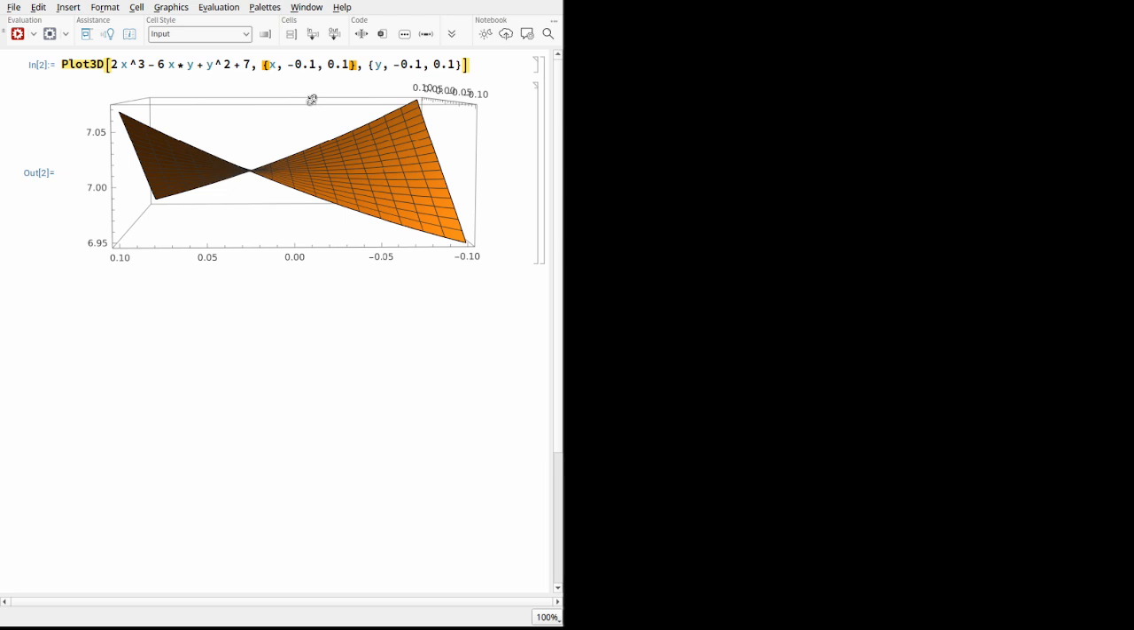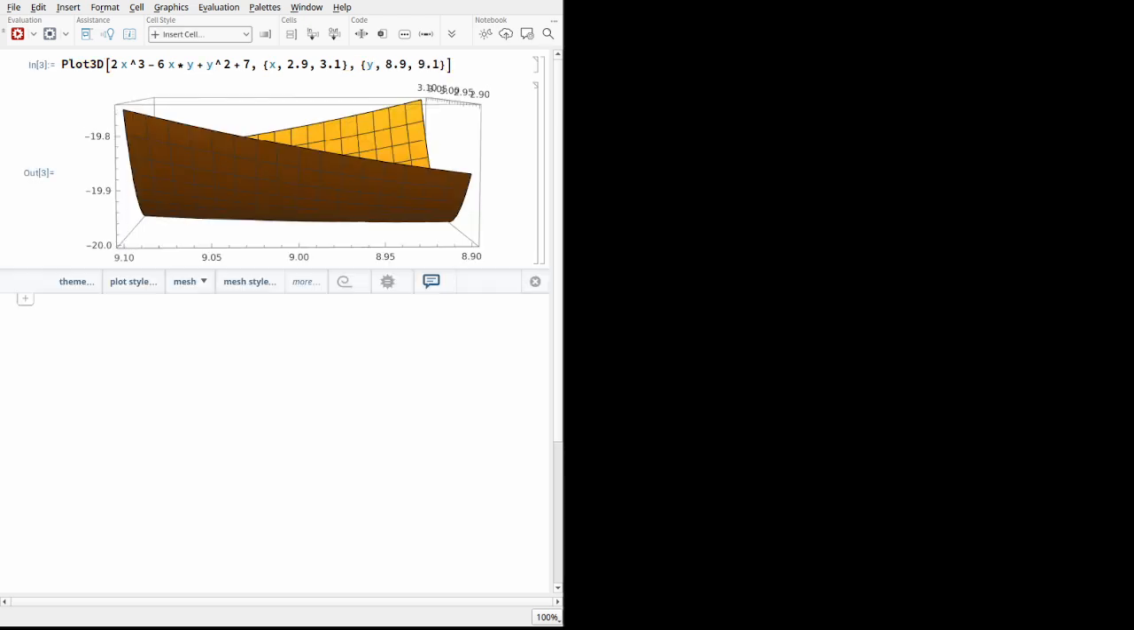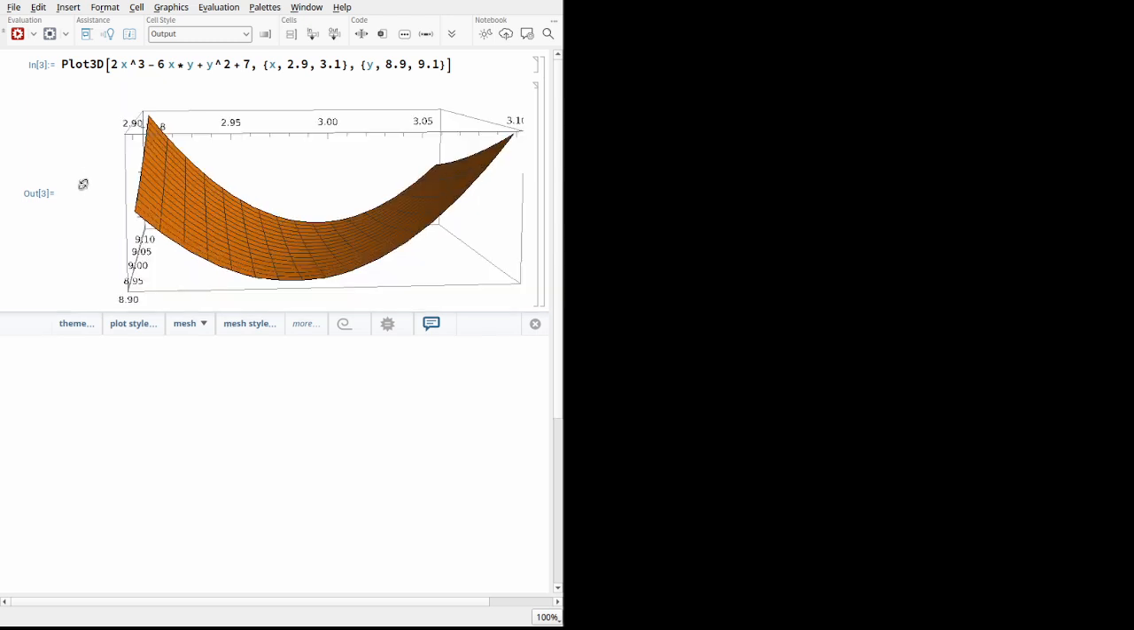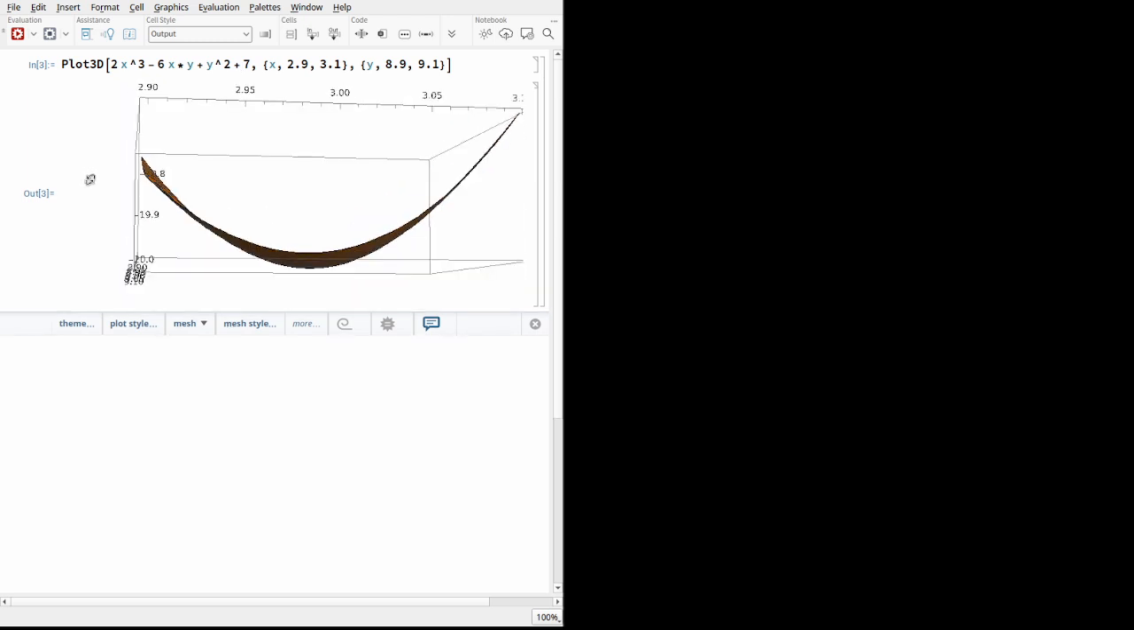And so our other point was at (3, 9), so I'm going to do the same thing. I'm going to get really close to it, 2.9 and 3.1 in the x direction, and 8.9, whoops, and 9.1 in the y direction. And here we can see that minimum, that local minimum that's coming across on the surface.